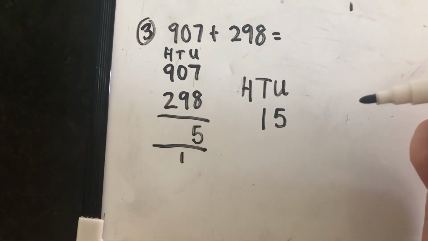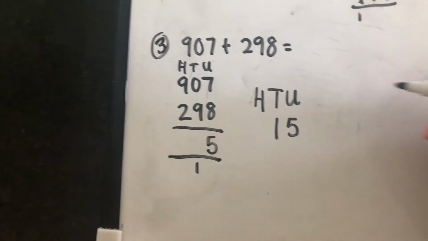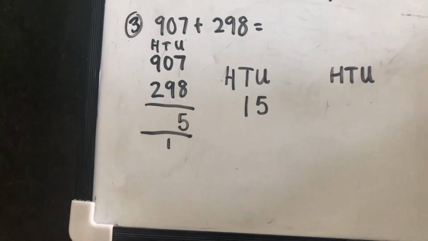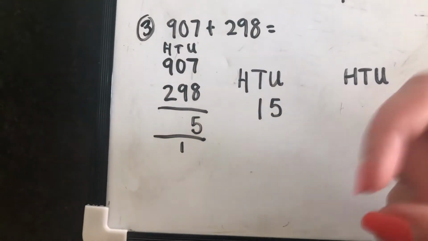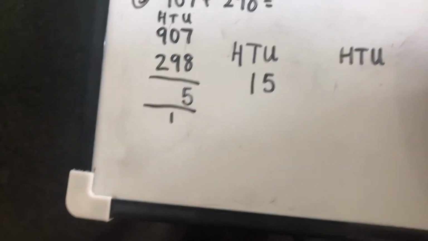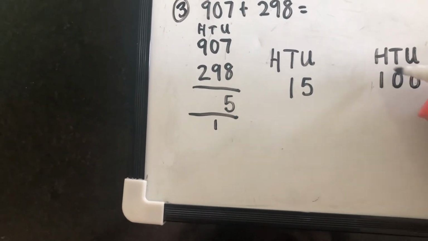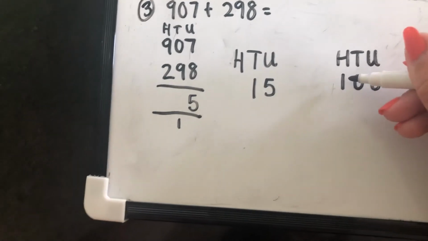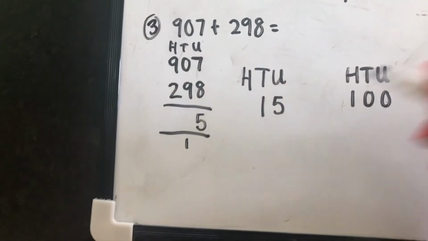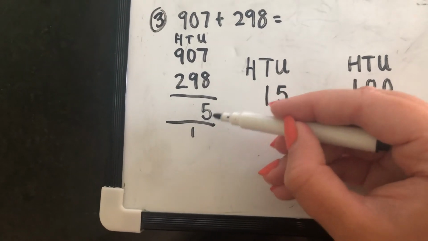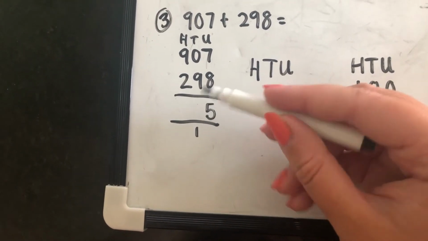10 tens. Okay, so now we've got another problem. So we're going to have to carry this over again. 10 tens is how many? 10 times 10 is 100. So 10 tens is going to look like this: 1, 0, 0. So we don't need to put the 0 here. We've already got our 5. 5 add 0 would be 5 anyway.